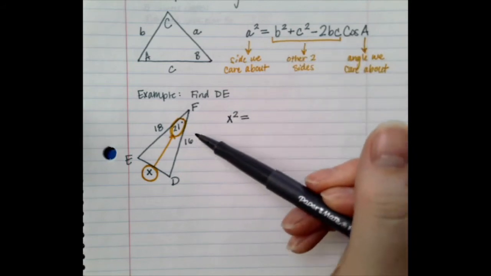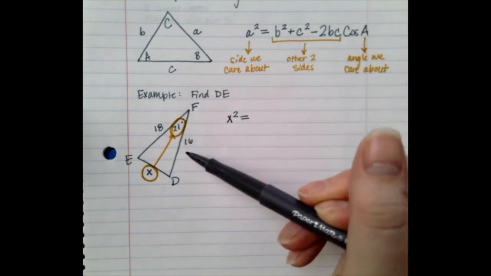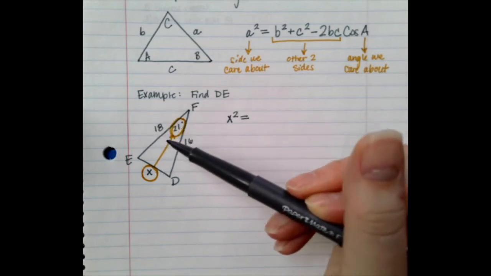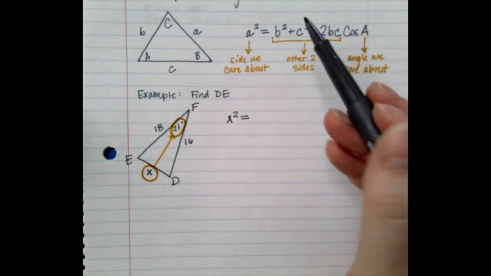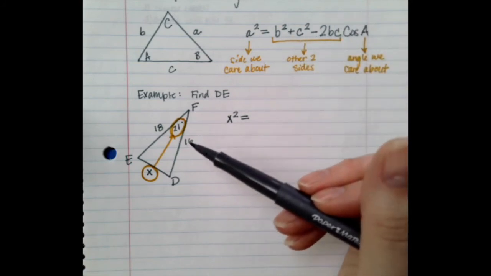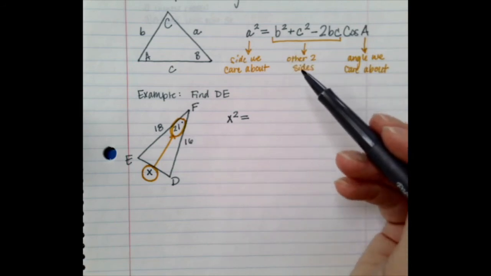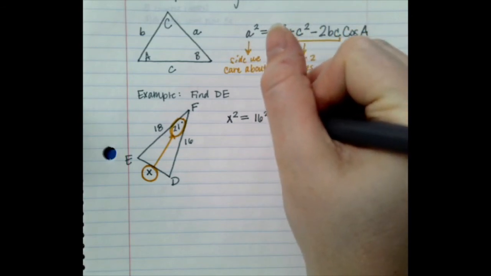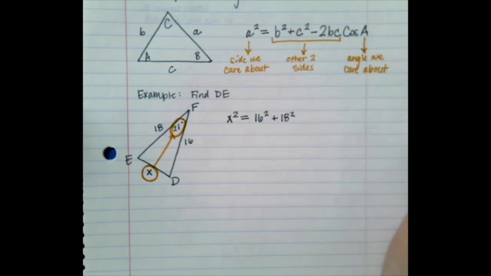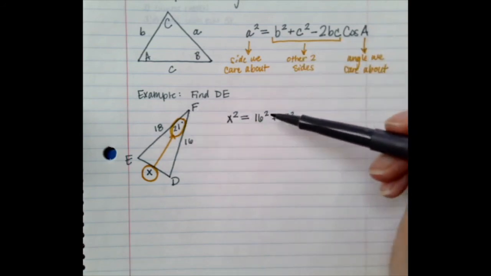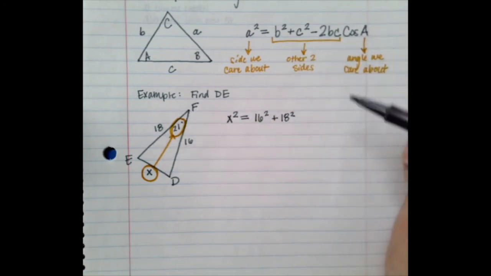And it doesn't matter if you let 16 be b or 18 be b, as long as you have them both. So I always just go in numeric order, so I just do the smallest one first every time. So I'm going to do 16 squared plus 18 squared. And because these will always be positive because they're side lengths, you don't need to use parentheses for the squared part. You can if you want.